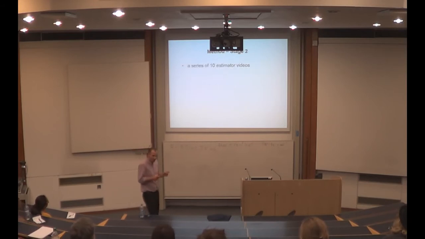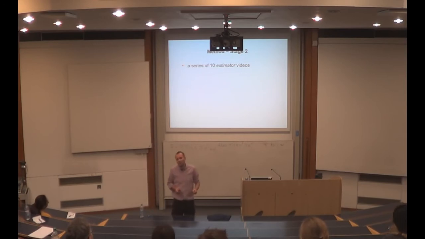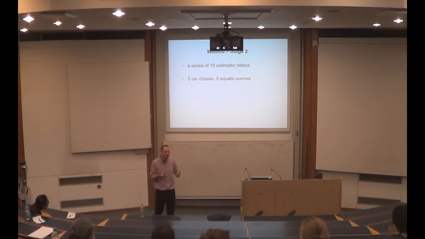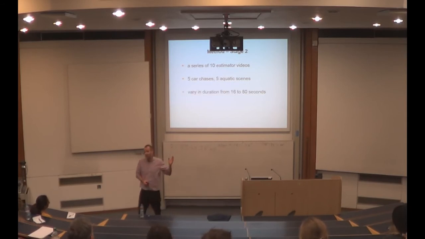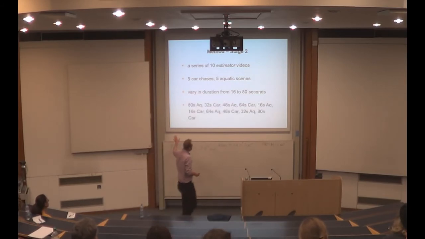We then followed this up with 10 estimation videos that consisted of car chases and aquatic scenes. The content of these videos doesn't really matter at this point. We didn't really have any studies to go by, so we just tried to think of something that might be quite exciting to watch and something that might be quite boring to watch, to get two quite contrasting categories. These videos varied in duration systematically from 16 to 80 seconds, and they were always administered in the same predetermined order. We did this so that we could compare individuals directly.